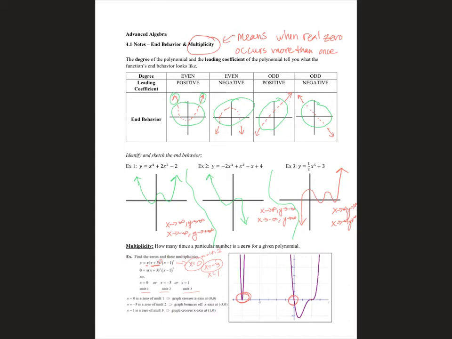Back to our previous example here. At 1, we have a multiplicity of 3, which means if I were to take a snapshot or a picture of the graph at that zero, should I see a cubic graph? You are darn tootin' I should. And do I see one? You are darn tootin' I do. Okay? Make sense? All right, let's do this.